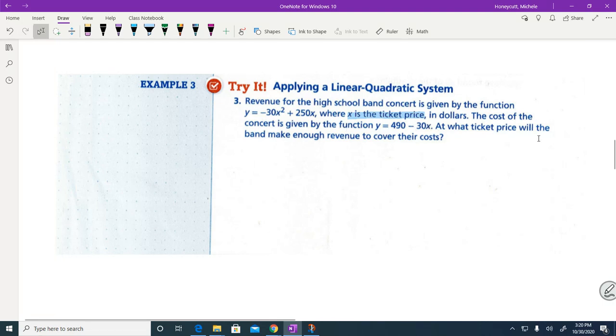At what price? So they're saying at what price? That means that they want to know what is x. What is x? Will the band make enough revenue to cover their costs? So I need to figure out what represents cost. Well, it says the cost of the concert is given by the function. So that means y is the cost.